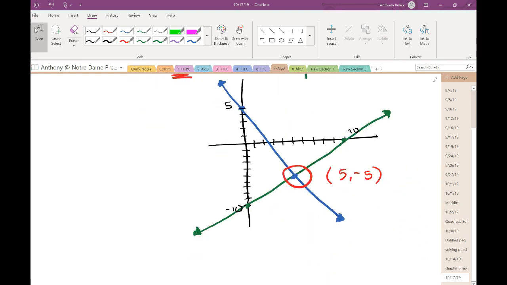So, important question becomes, well, how many solutions can I be looking for?